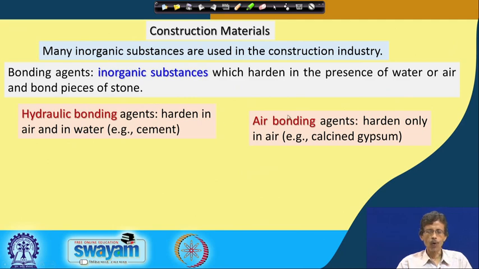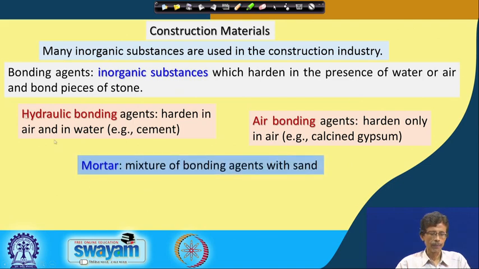Then if you have only air, no moisture, no water, this is known as an air bonding agent. Compared to hydraulic bonding, you can have air bonding agents that harden only in air. For example, calcined gypsum is a powdery material in the anhydrous form, that means no moisture is there. This anhydrous form takes up air. Water vapor is not needed, only air is sufficient, and it can be hardened through that air. So, it is known as an air bonding agent.